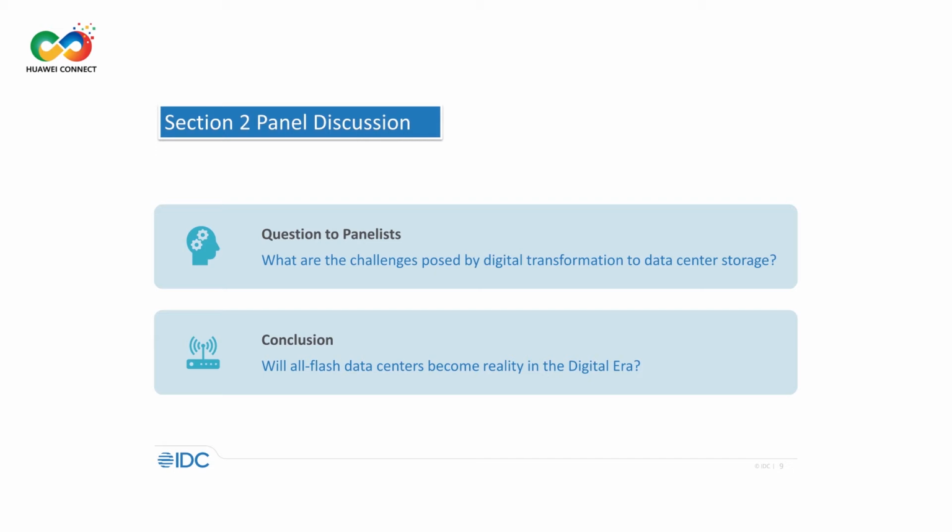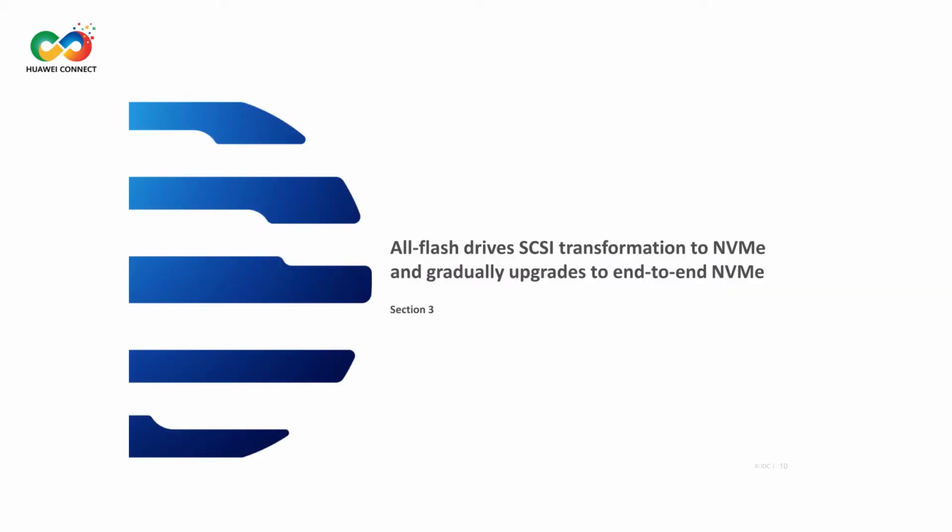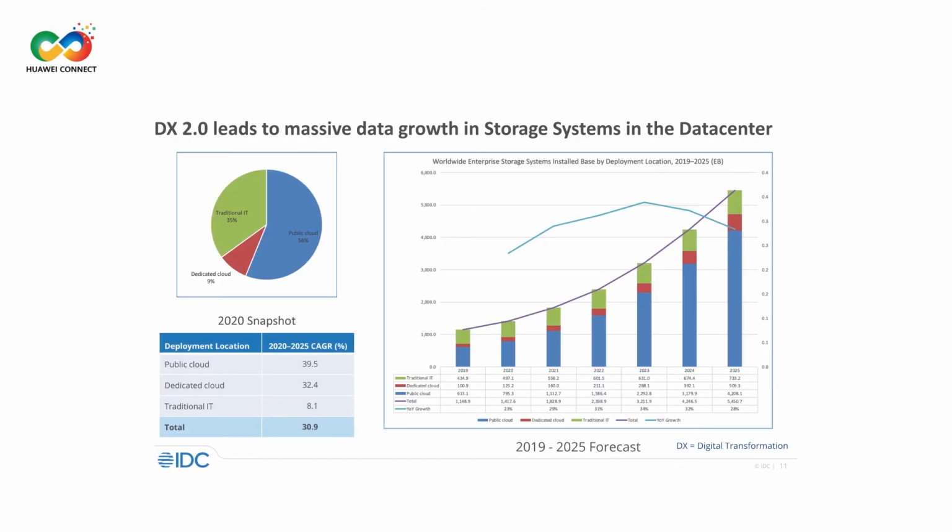Thank you. So I guess the key thing here is performance and business resiliency, and that's what all flash data centers bring you. Let's get on to the next section, because we do have some more details. There was a good segue into the next conversation around all flash and how SCSI transformation to NVMe gradually upgrades to end-to-end NVMe. DC led us into the conversation around what is happening and why it is important.